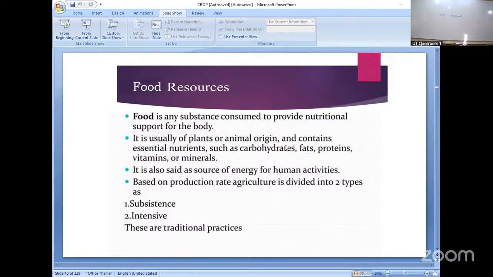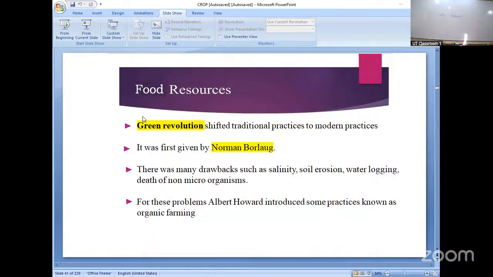Carbohydrates and fats provide us energy. Proteins are for body building. Vitamins and minerals fight against diseases. So these are the sources of energy for humans. For this, the rate of agriculture production is increased through agriculture, subsistence, intensive, and traditional practices.